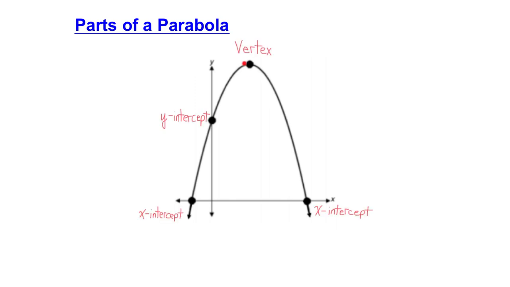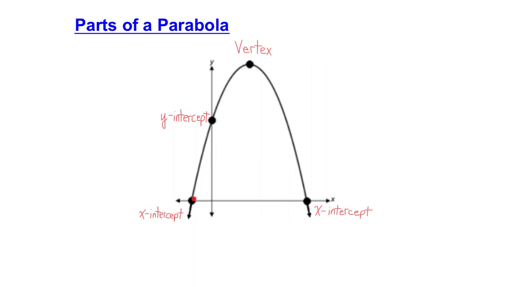Well, you have the vertex, which is either your maximum or minimum point, depending on which way the parabola opens. You've got your y-intercept, where the parabola intersects the y-axis. And you have your x-intercepts, where the parabola crosses the x-axis. X-intercepts are also called zeros.